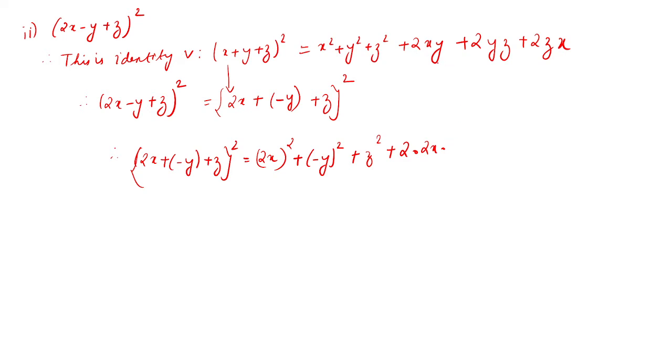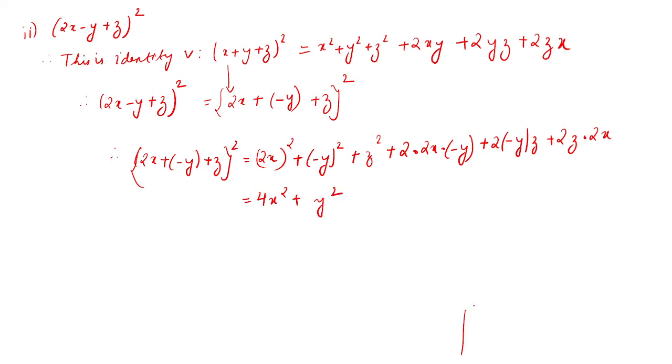Clear? Y is what in the case of this given equation? Minus y. So you have to put here minus y. Clear? Plus 2 of y is minus y, and z is z itself. 2 of z is just going to be z, and x in the case of this equation is going to be 2x. Okay, so now let us remove this. This will become 4x square. Now look at this. This will become y square.